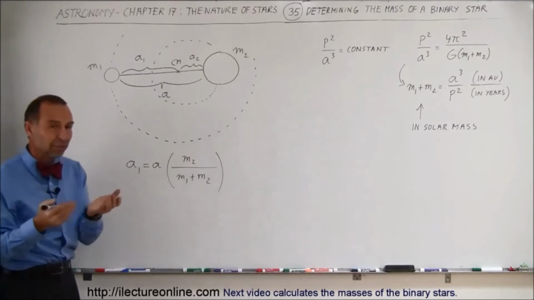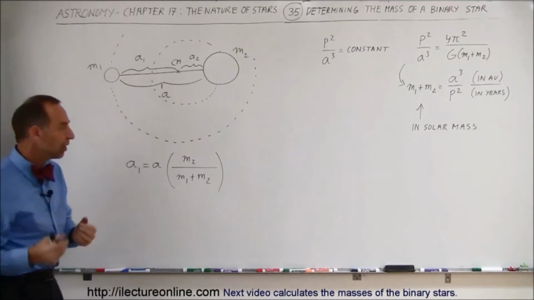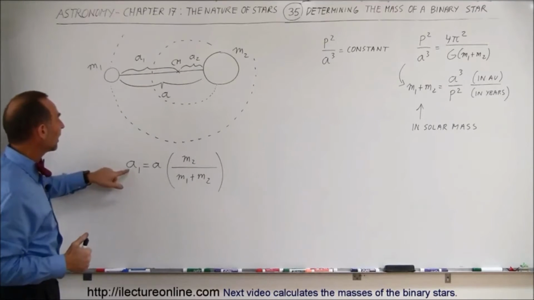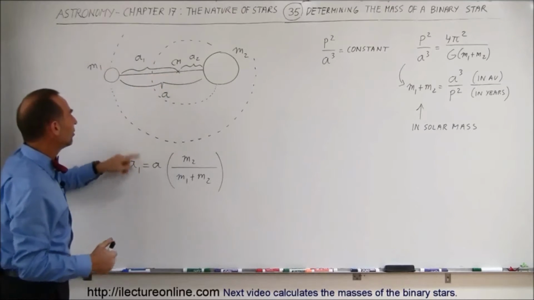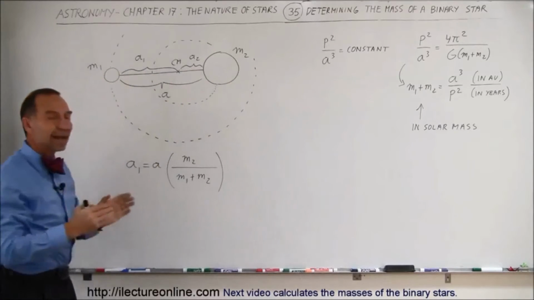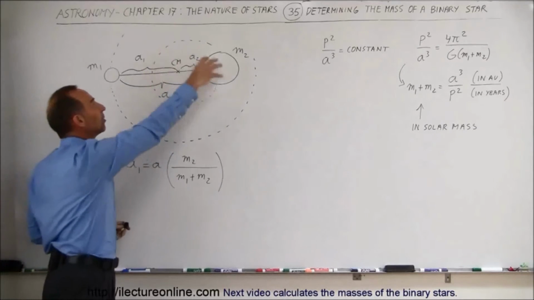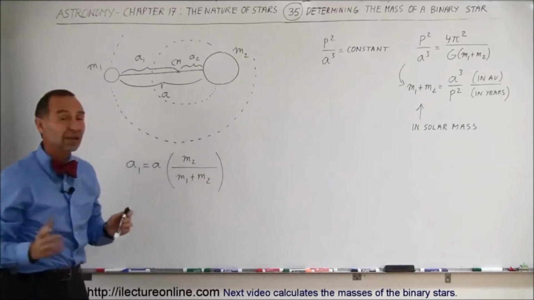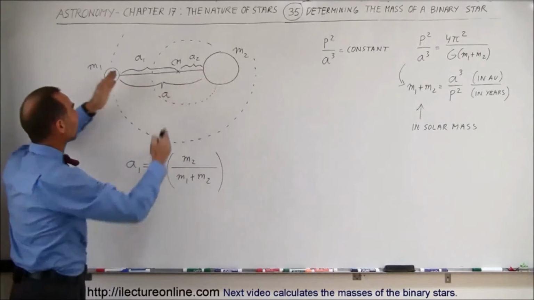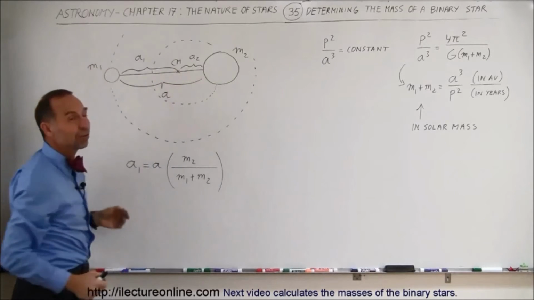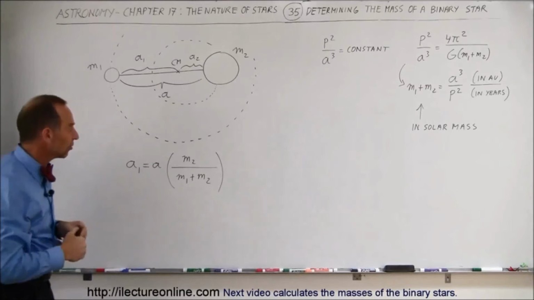What we can say is, based upon the laws of physics and the center of mass and the mass of the objects, that A1, the distance from the small star to the center of mass, is equal to the total distance A times the ratio of the mass of the other star divided by the sum of the two masses. That makes sense because the larger the other star is, the farther the small star will be away from the center of mass. So that does make sense.